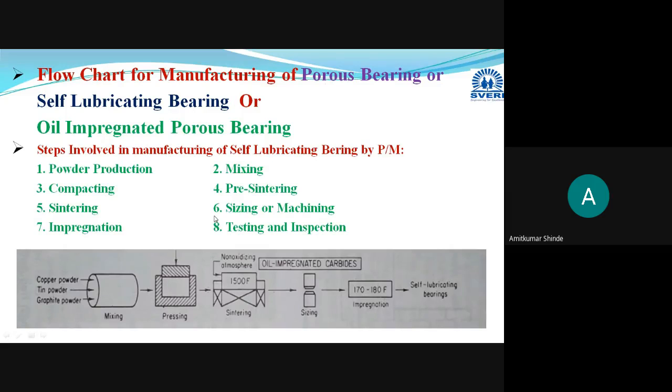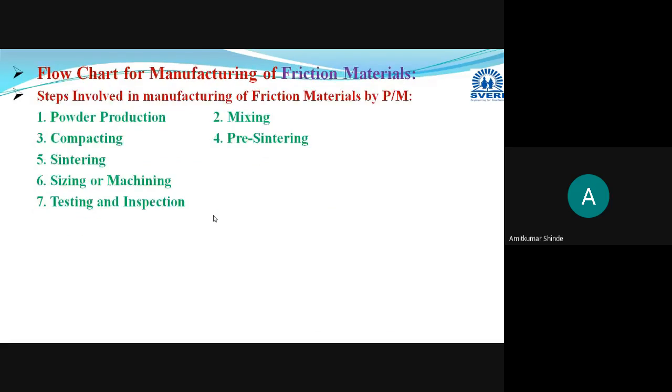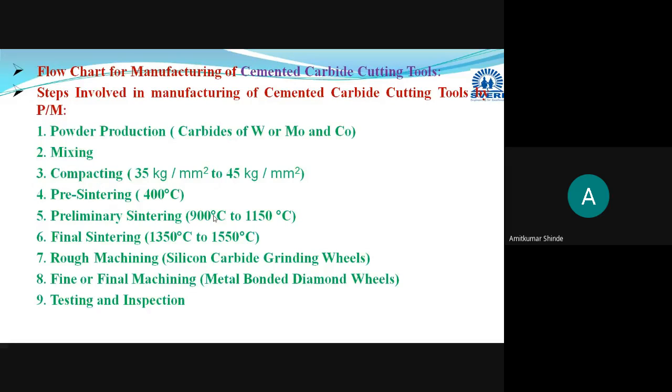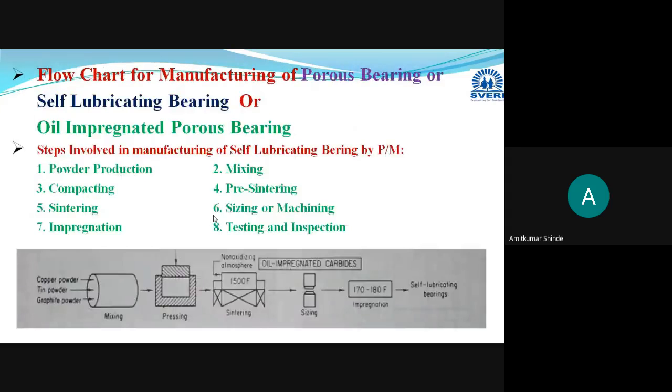Today we have discussed the manufacturing of the porous bearing or self-lubricating bearing, then the manufacturing of the friction material or sintered friction material, and the manufacturing of the cemented carbide cutting tool by the powder metallurgy technique, along with the respective flow charts. We have discussed their manufacturing and their applications also.